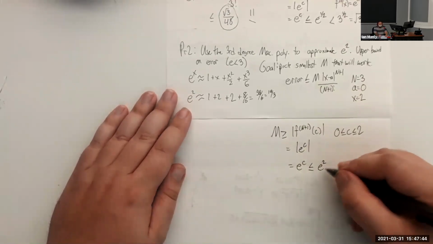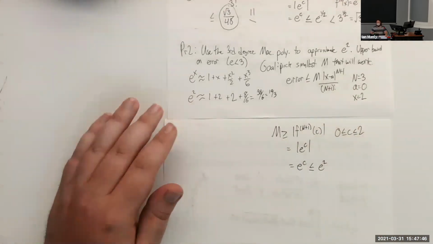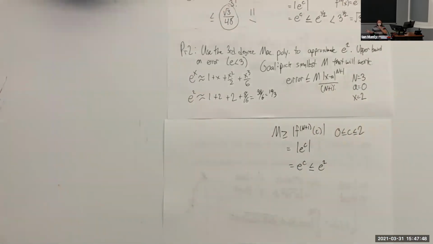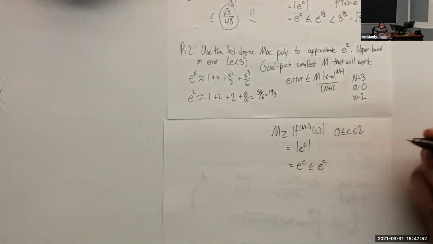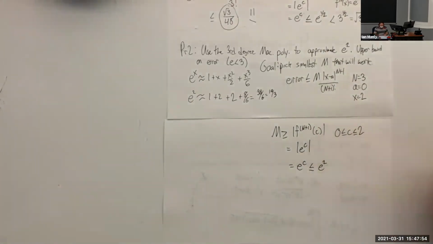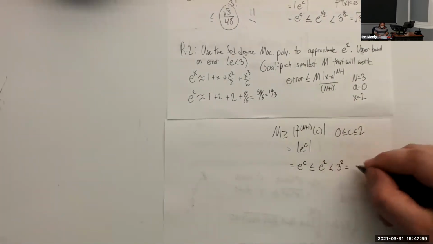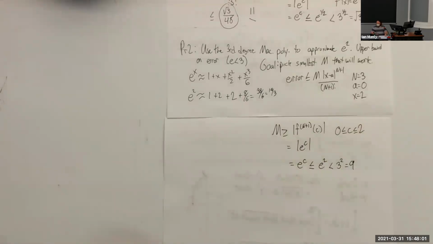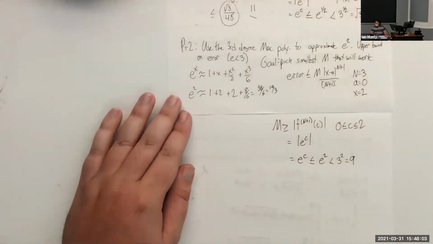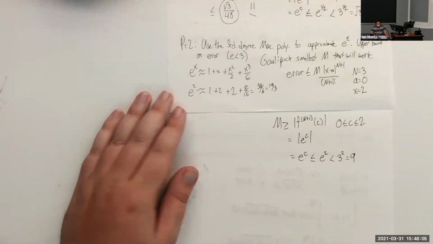But it would be a little bit silly to have our M be e squared because that's the number that we're trying to compute anyway. So we can't really have that as our M. But we could use the approximation once again that e is less than 3. So this is less than 3 squared, which is 9. So it looks like our M is going to end up being 9 right here.